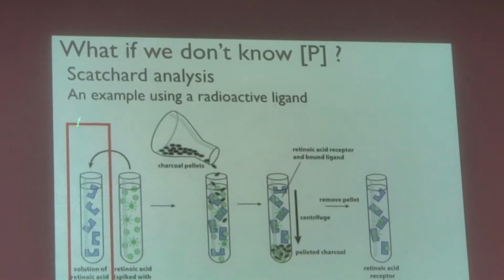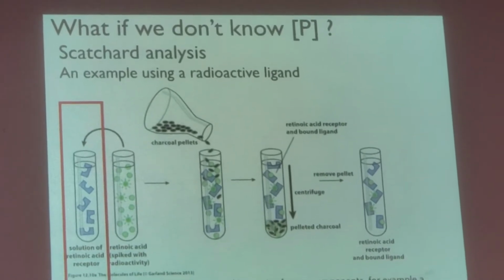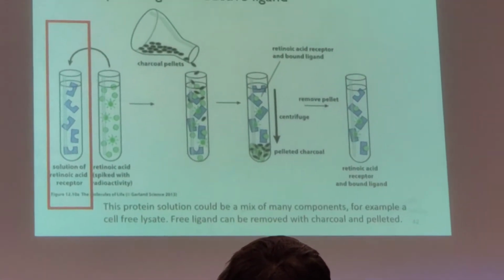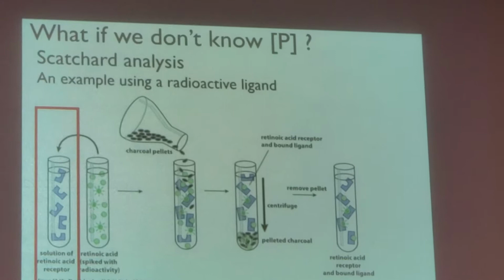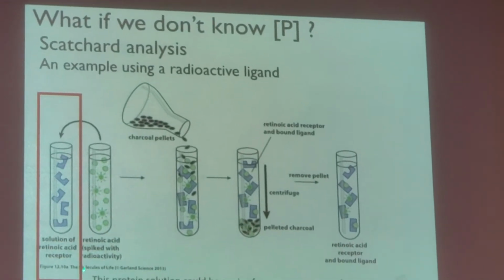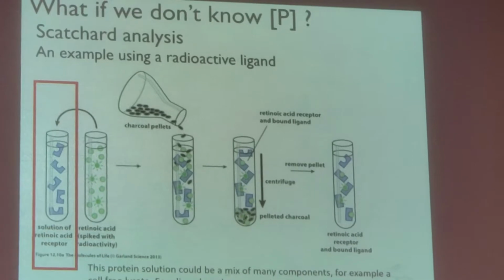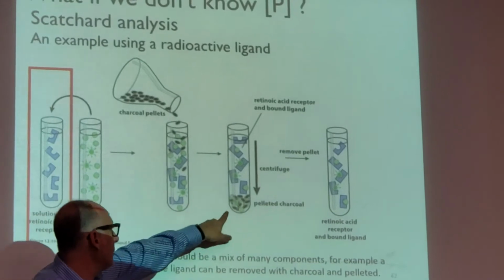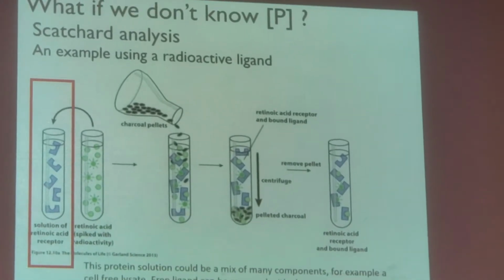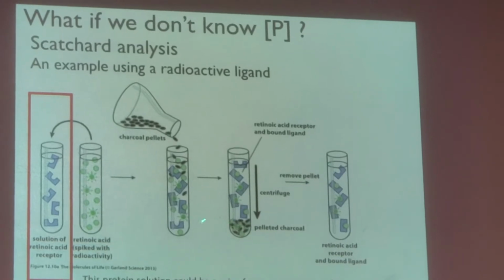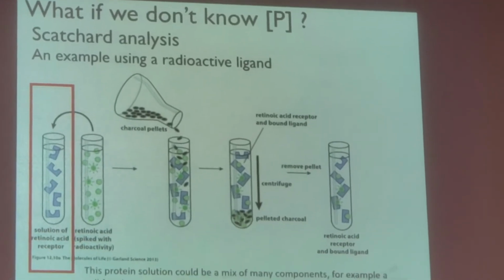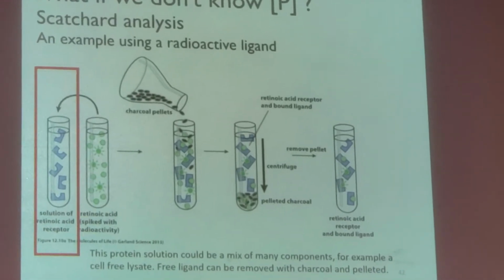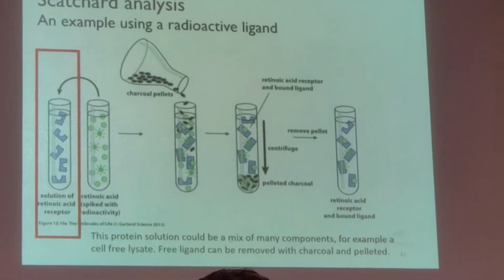So here's an example. This is some impure protein. We break open the cell, we're looking at a receptor, and we don't know what the protein concentration is. We're going to use our same kind of assay, in this case retinoic acid spiked with radioactivity. We add some charcoal pellets and pellet it out selectively. Basically we're removing free ligand from the protein, and then we can measure the receptor bound to the ligand. So it's doing it in a slightly inverse way, but it should work.